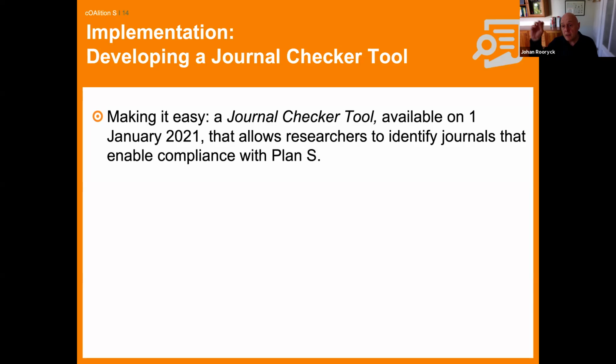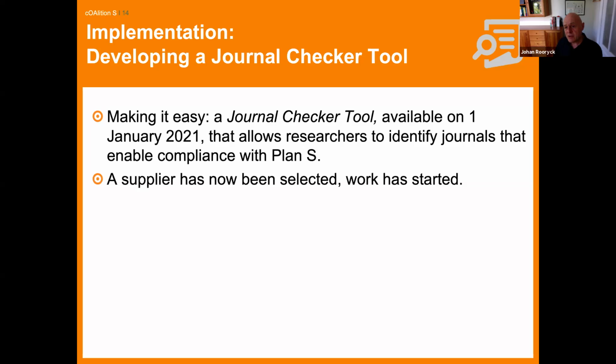So for instance, that little panel could say, look, sorry, this is a subscription journal, you will have to deposit your manuscript in a repository. Or it could say, you're fine, you live in this country, or your library consortium has a transformative agreement with this publisher. You are free to publish in this journal, and the cost is taken care of. So that's what we want this journal checker tool to look like.